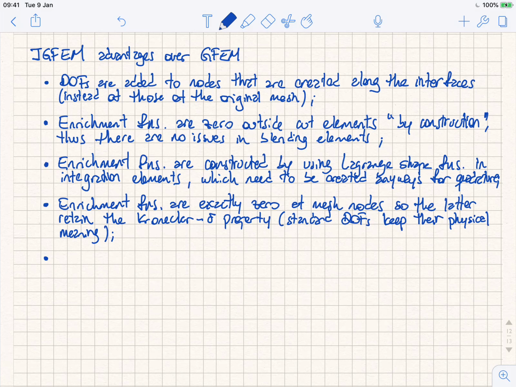But let's say now that your discontinuity runs through the edge of an element, right? And then on one side you have some material properties, and on the other side you have other material properties. Then the standard finite element, in fact, this is the way you model this problem with the standard FEM.